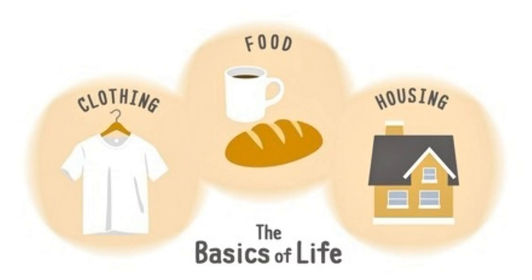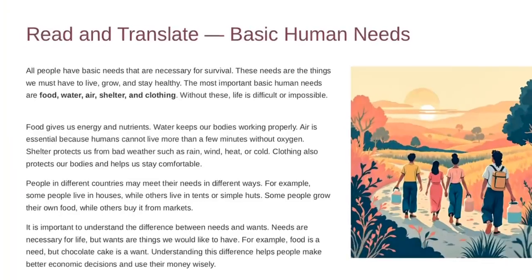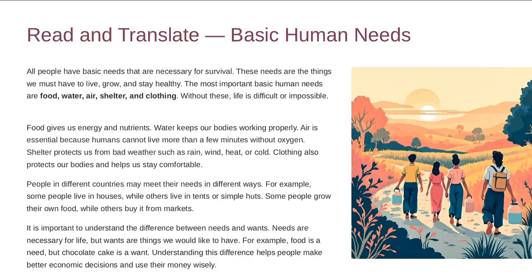Food provides energy and important nutrients, while water helps the body function properly. Air is vital because people cannot live without oxygen for long. Shelter and clothing protect individuals from harsh weather conditions and keep them safe and comfortable. People satisfy these needs in different ways, depending on their environment and lifestyle.